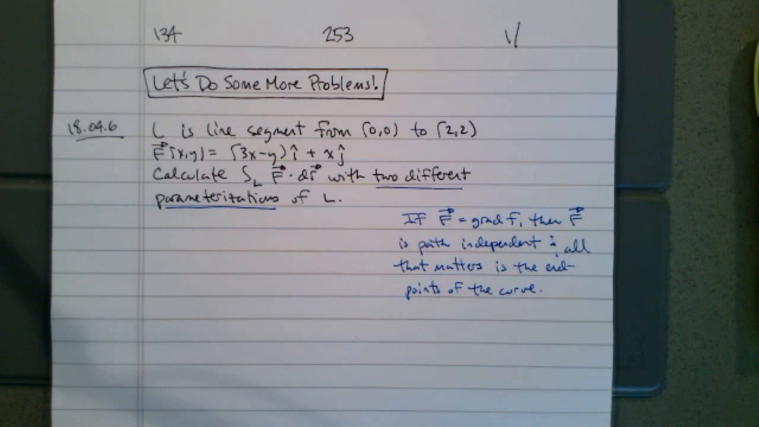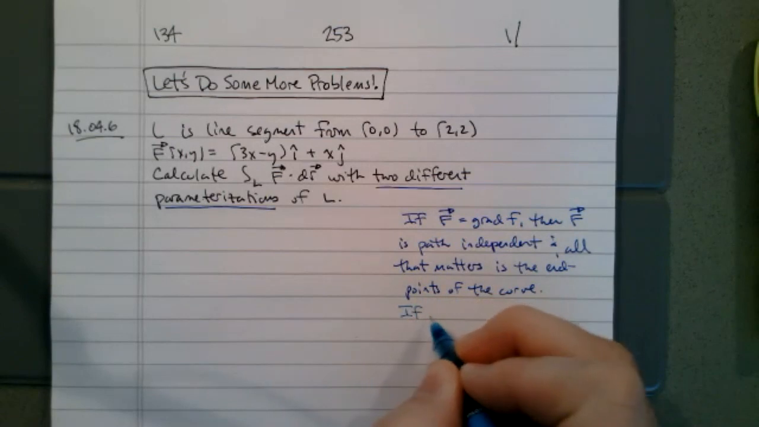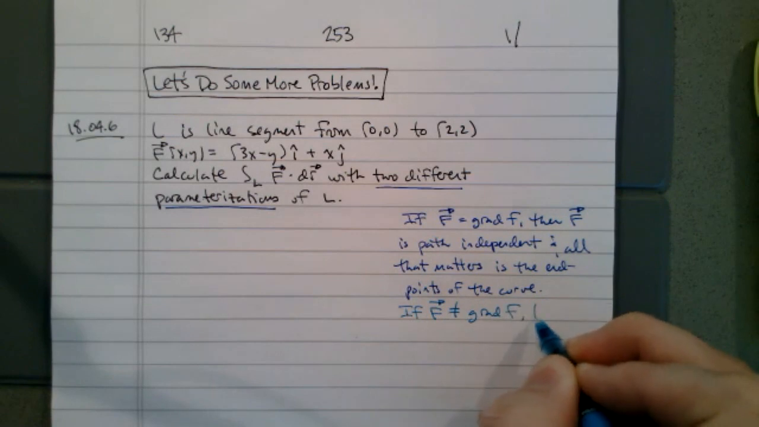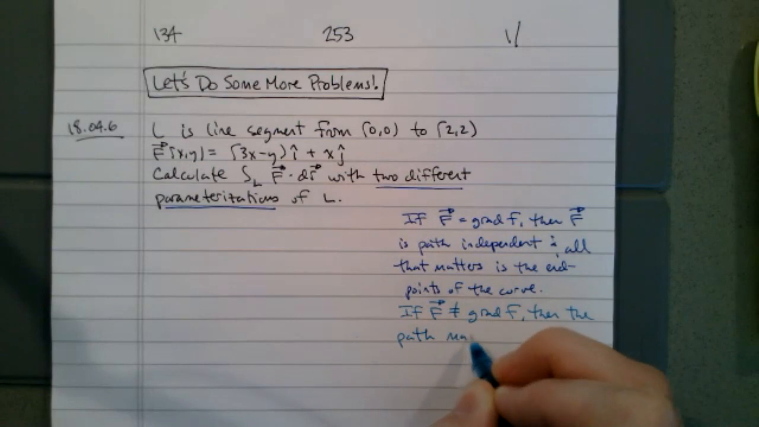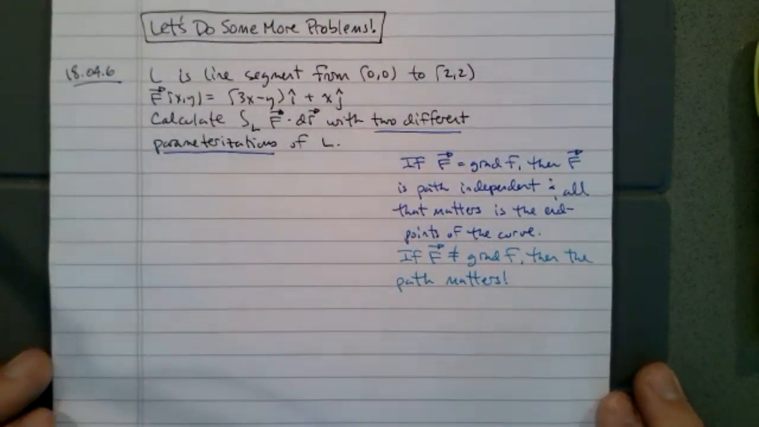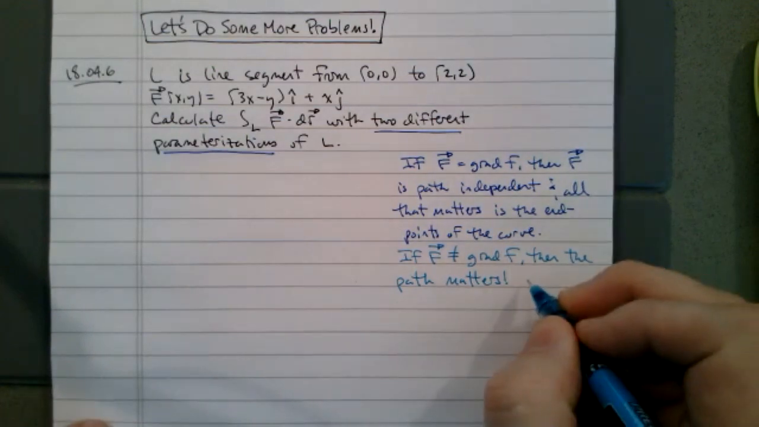So then one level above, if F is not a gradient field, then the path matters. How we get from point P to point Q is of significance. So then we need to parameterize the curve.